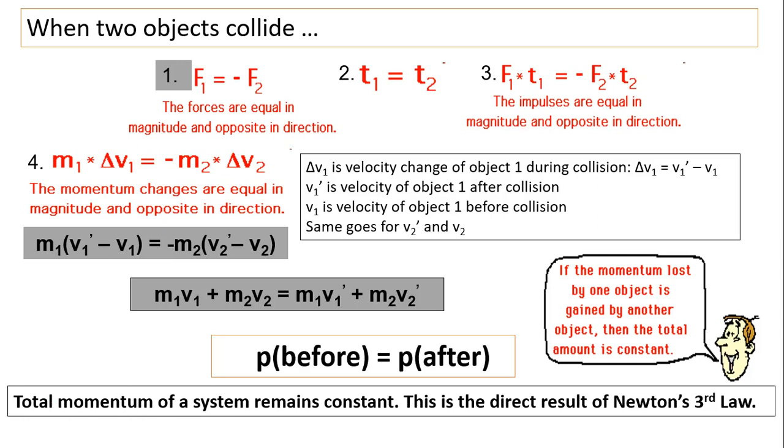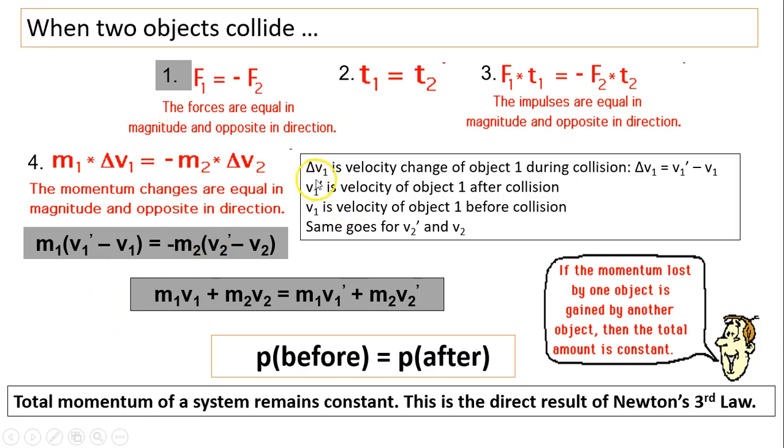So when two objects collide, for every action there is an equal and opposite reaction. Also, the collision time must be the same. That means the impulse has to be the same. F1 times t1 must be equal to negative F2 times t2. The impulses are equal in magnitude and opposite in direction. So we have learned the impulse-momentum theorem: impulse equals change in momentum. That means the change in momentum for object 1 must equal the change in momentum for object 2.